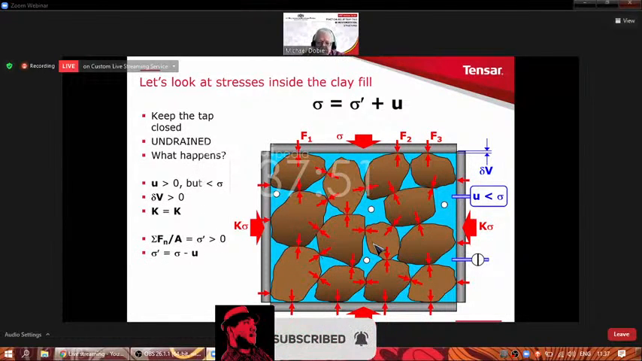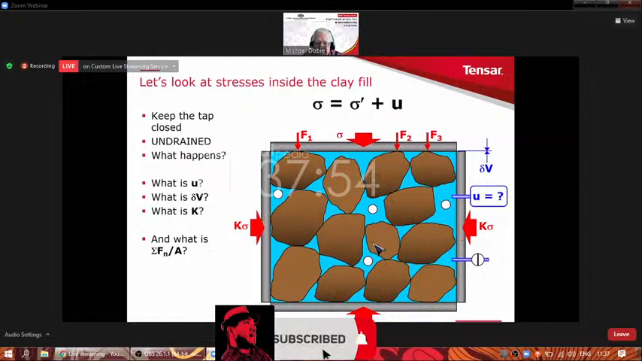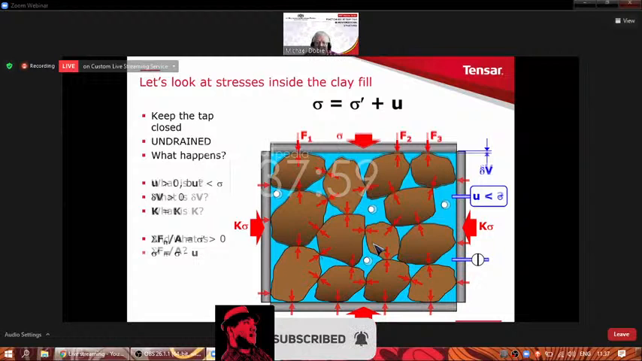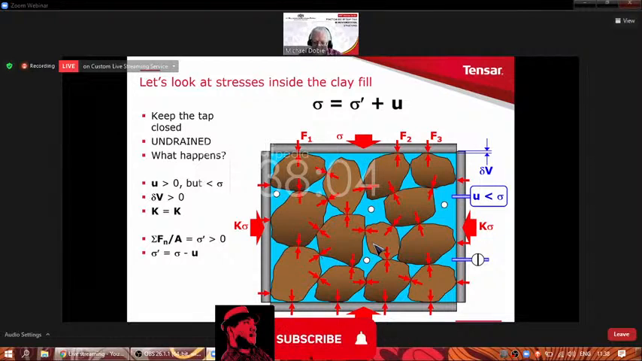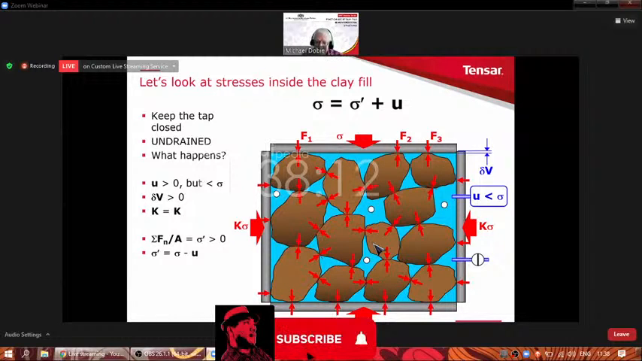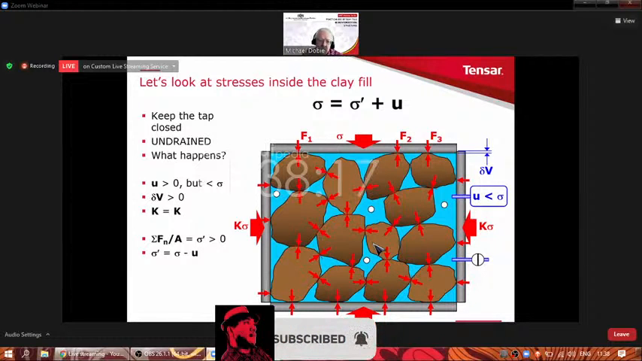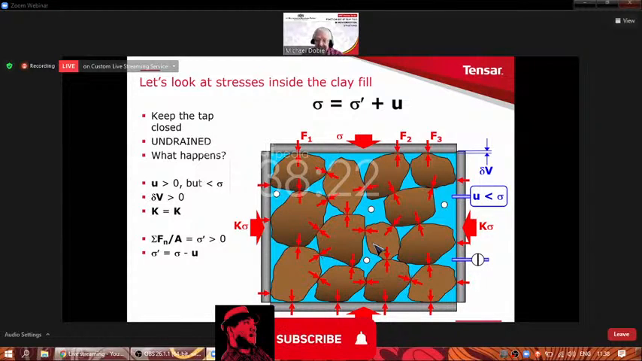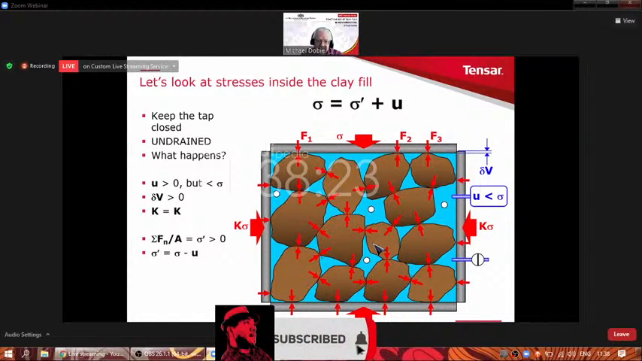Now, you see, as I allow that sigma to be applied, you will see that there is a small reduction in volume. That's happened because we have a compressible soil skeleton and a compressible pore fluid. Because they're both compressible, the whole thing can compress, even though it's undrained. You'll also notice the little air bubbles become smaller. So this means that U is now going to be something greater than 0, but less than sigma. Delta V will be greater than 0. K will depend on the soil properties.